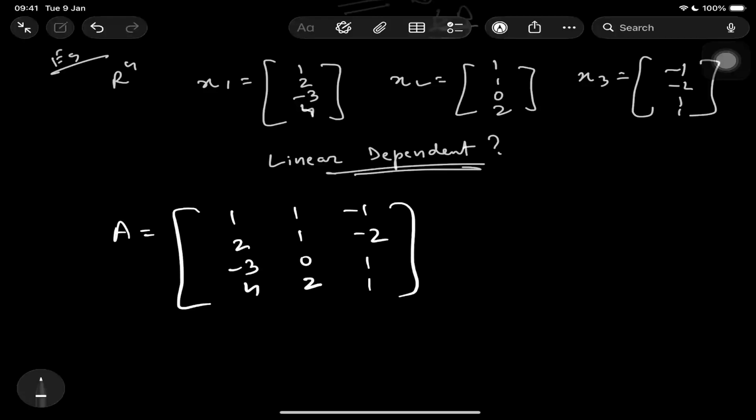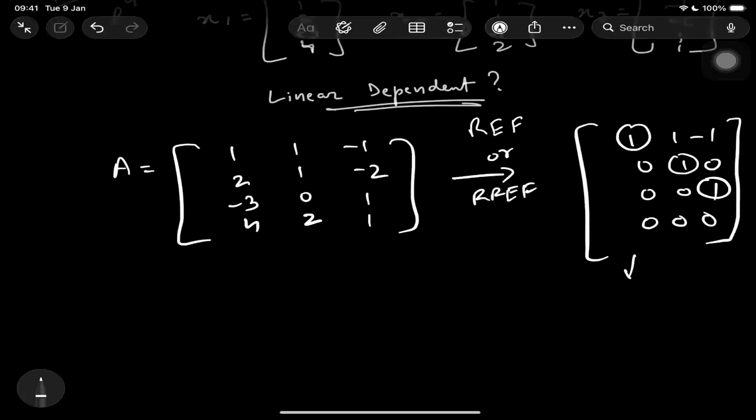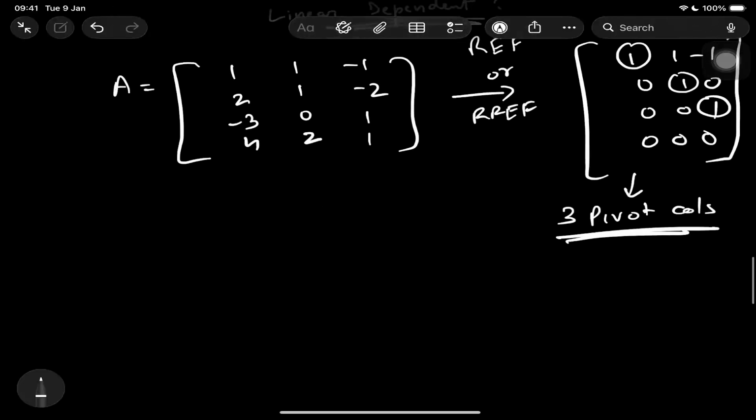This will be our matrix, and then we'll convert it into either REF or RREF, whichever you are able to create. I'll create the REF form and directly write it: 1, 1, minus 1, 0, 1, 0, 0, 0, 1, 0, 0, 0. If you see the pivot elements here, this is a pivot, this is a pivot, and this is a pivot. Since all three columns have pivots, all three are pivot columns. Since it has three pivot columns, all three columns are independent of each other.